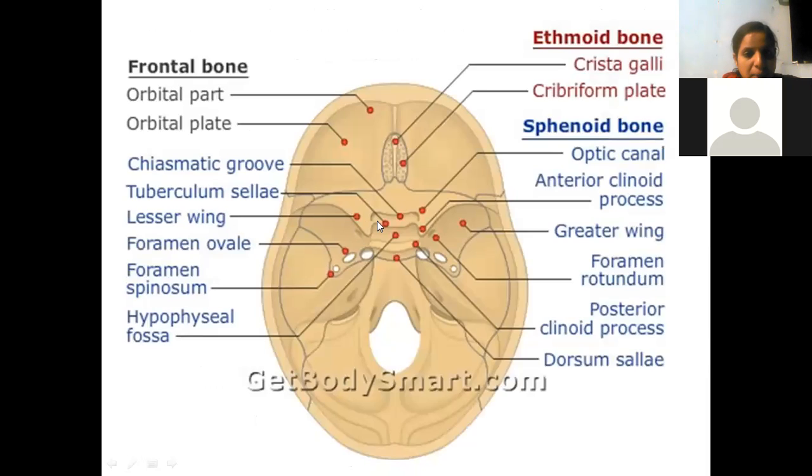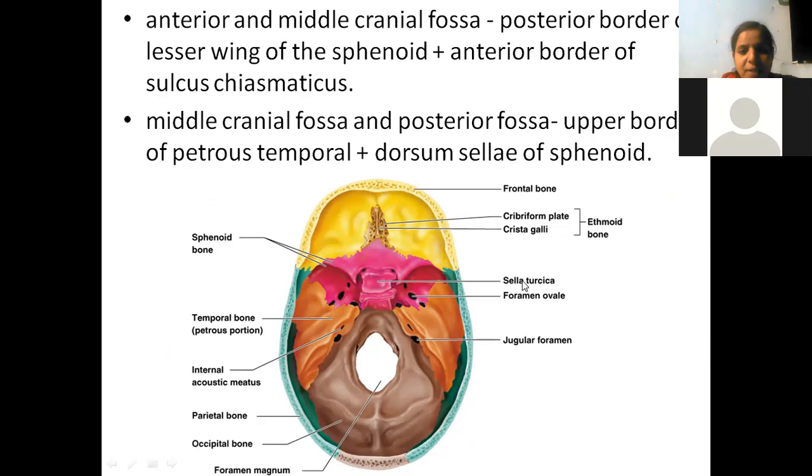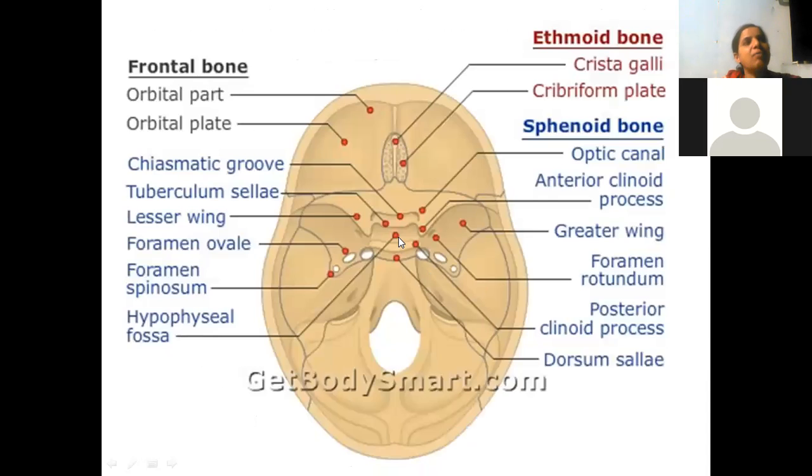Same will be named here. See, this is tuberculum sellae. Behind you call it dorsum sellae. In between you call it hypophyseal fossa. Okay, also called sella turcica. It is like a saddle what we see at the back of the horse. That's the reason it is named sella turcica.